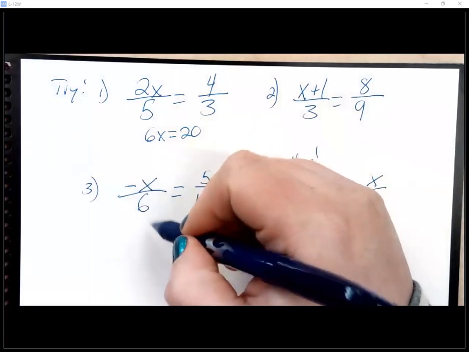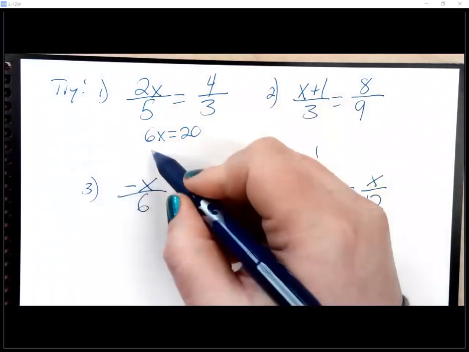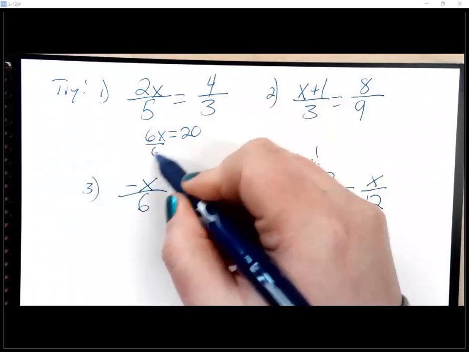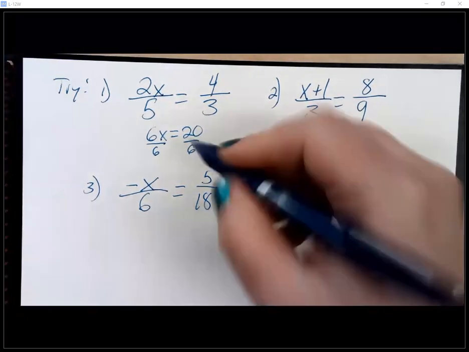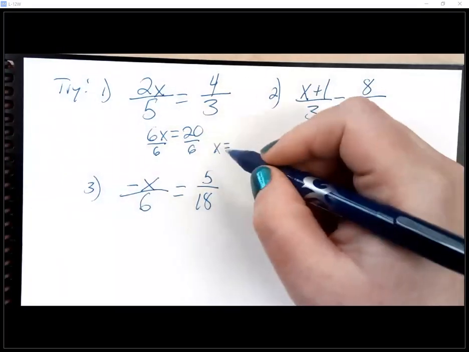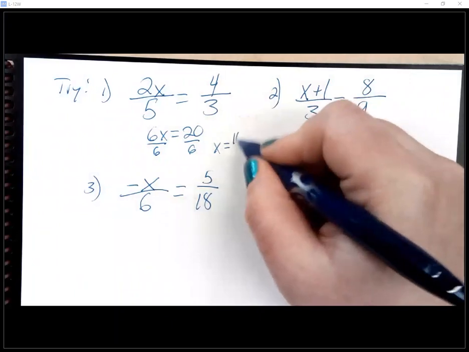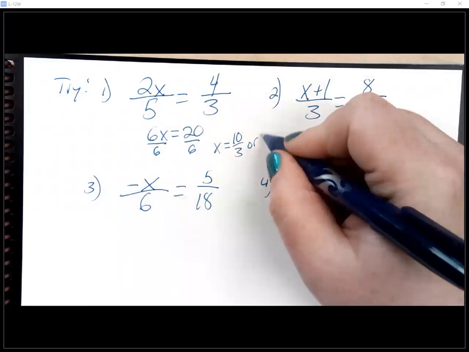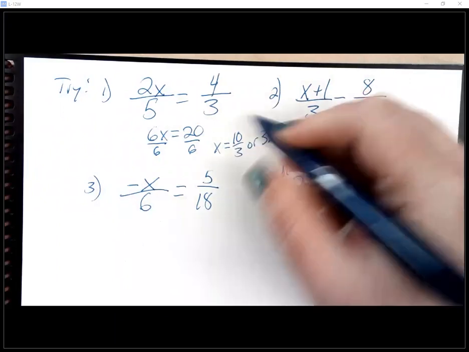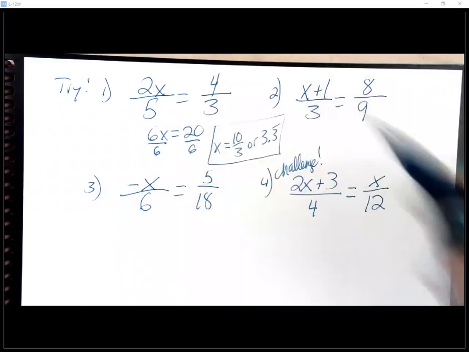From here, can't you just divide both sides by 6? So 20/6 is your answer. That does reduce to be 10/3. So you could either give 10/3, or if you turn that into a decimal, I believe that's 3.3 repeating. Okay, so there's number 1.